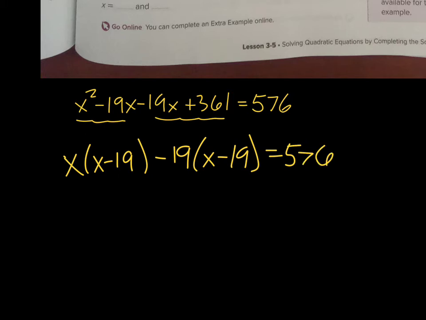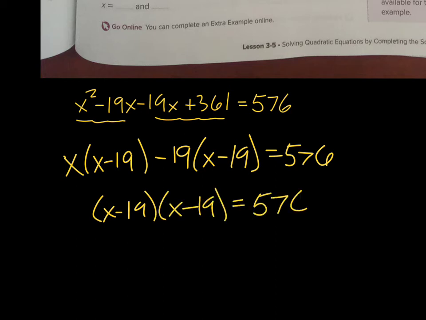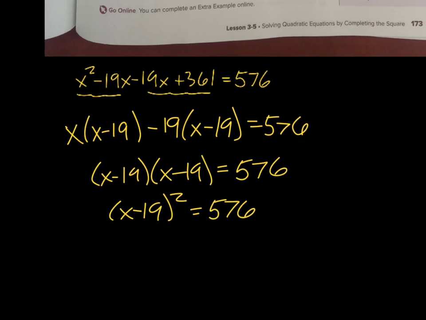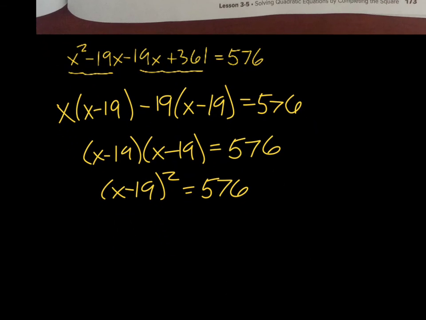What's that become? X minus 19 squared. So I'm going to write it out, but like he said, it'd be x minus 19, x minus 19, but it's going to be x minus 19 squared. Square root both sides, right? We're doing it to both sides, which cancels the squaring. Yeah, the square rooting and the squaring get canceled, okay?